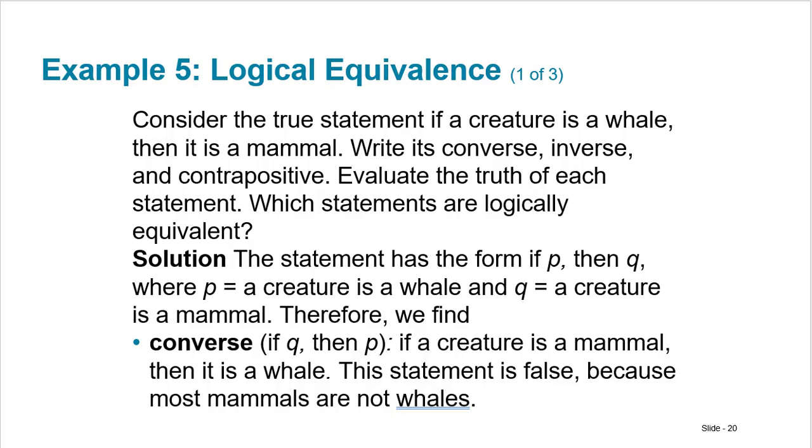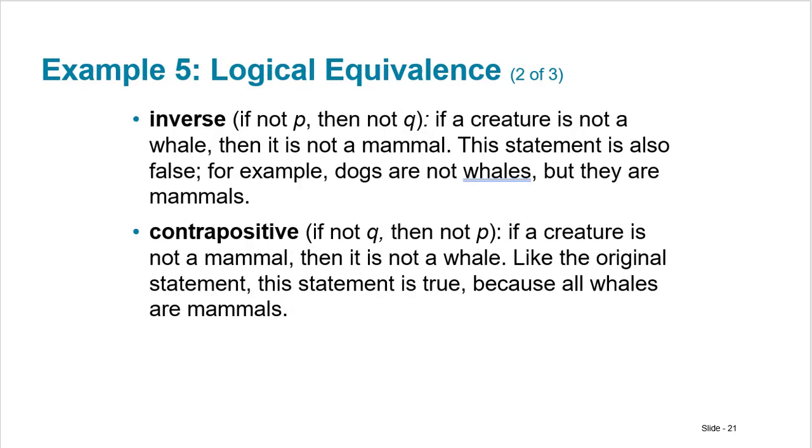Therefore, we can find the converse, if Q then P. If a creature is a mammal, then it is a whale. This statement is false because most mammals are not whales, right? The inverse, if not P, then not Q. If a creature is not a whale, then it is not a mammal. This statement is also false because there are plenty of things that aren't whales that are mammals, right?